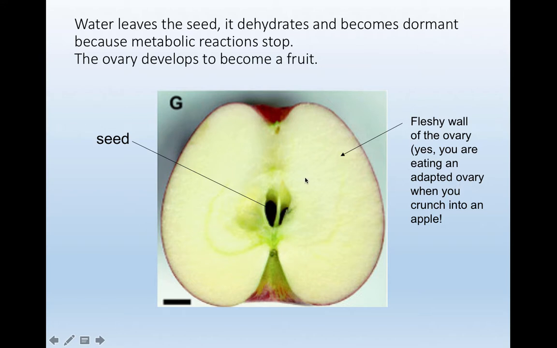So you can see the stigma, style, ovary and stamen of the mature fruit. Yes, you're eating the ovary when you crunch into an apple. This is the adapted stigma, ovary and stamen at different times.